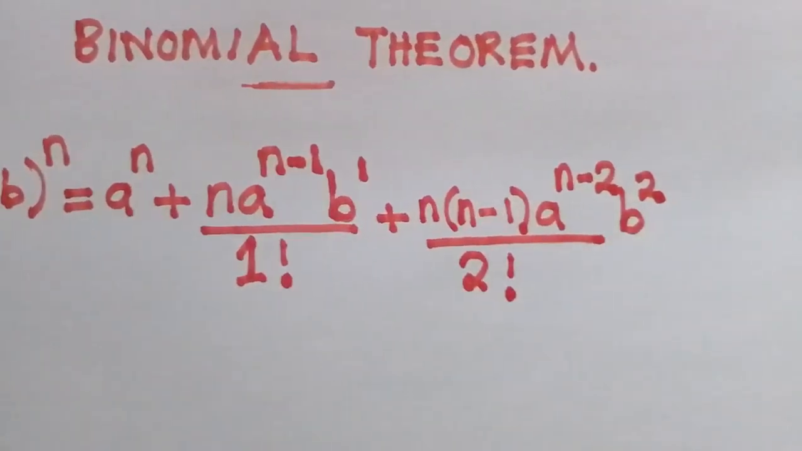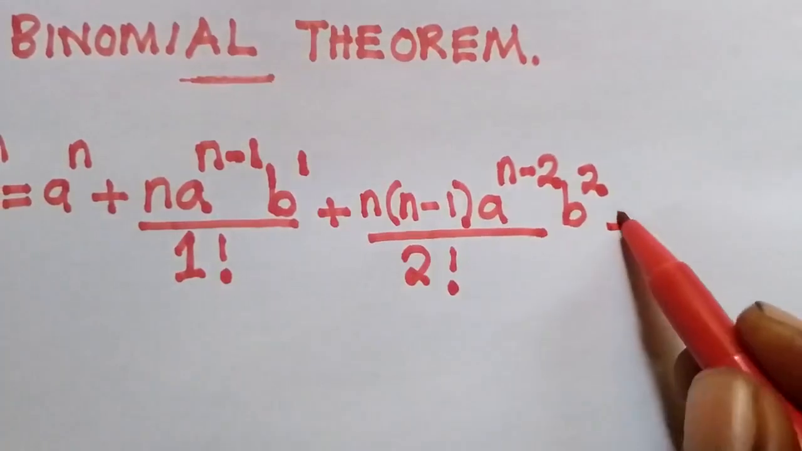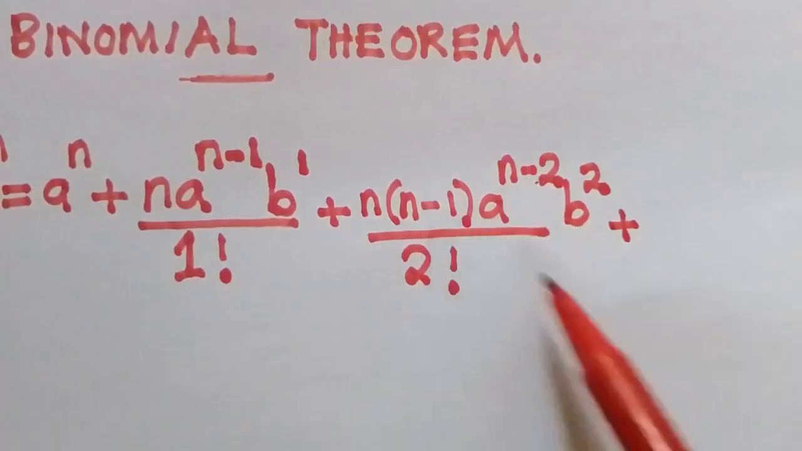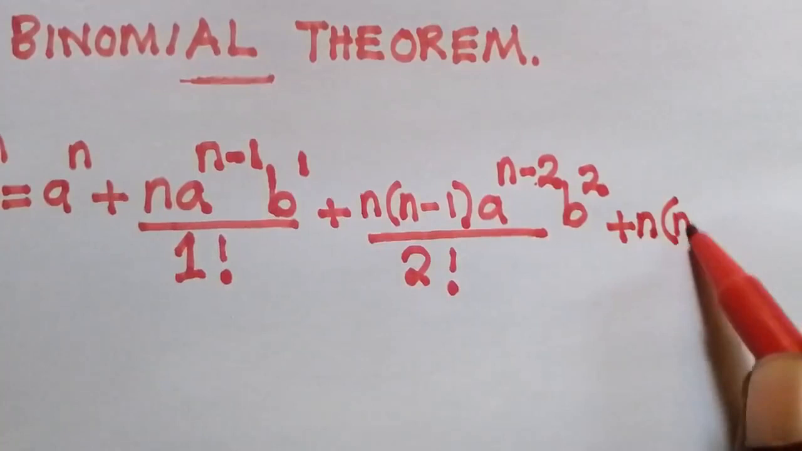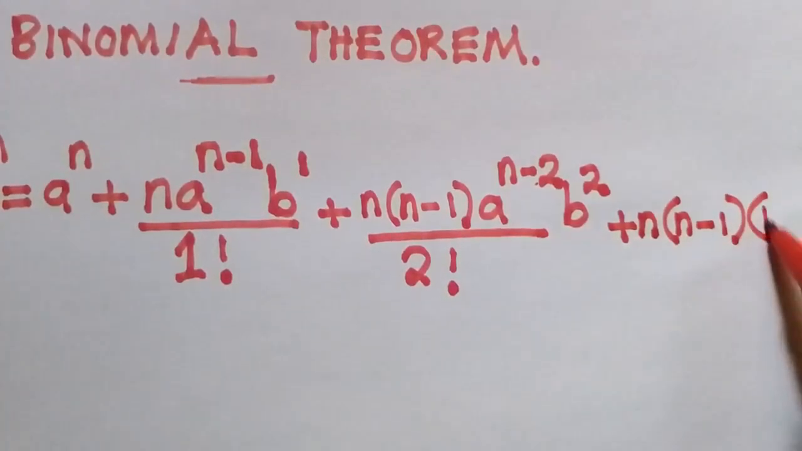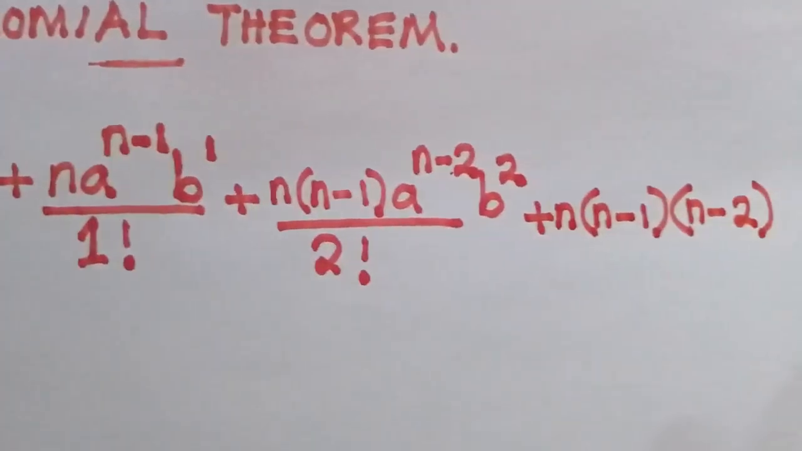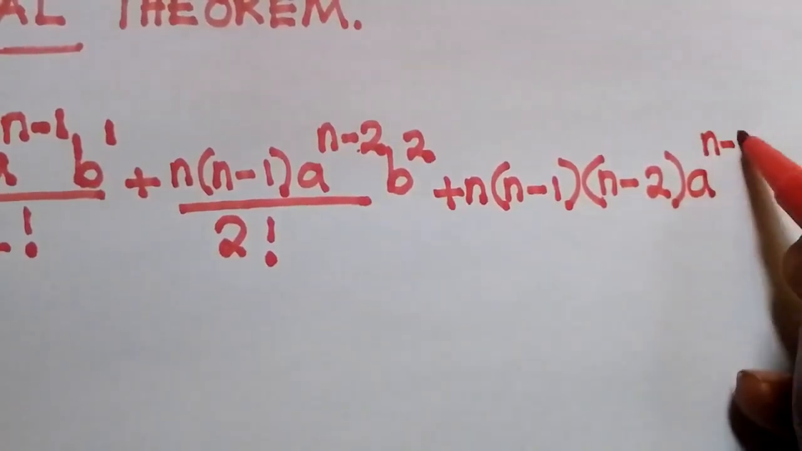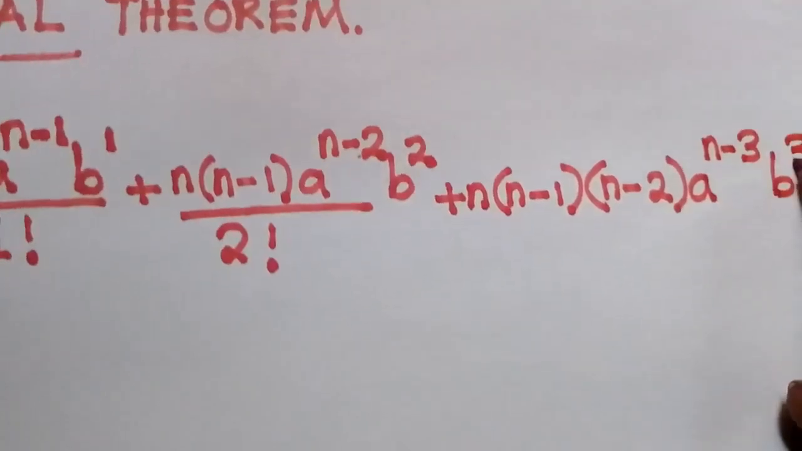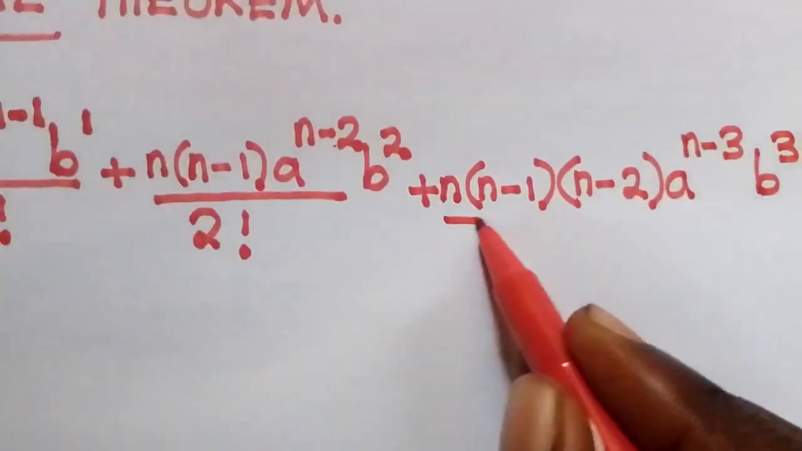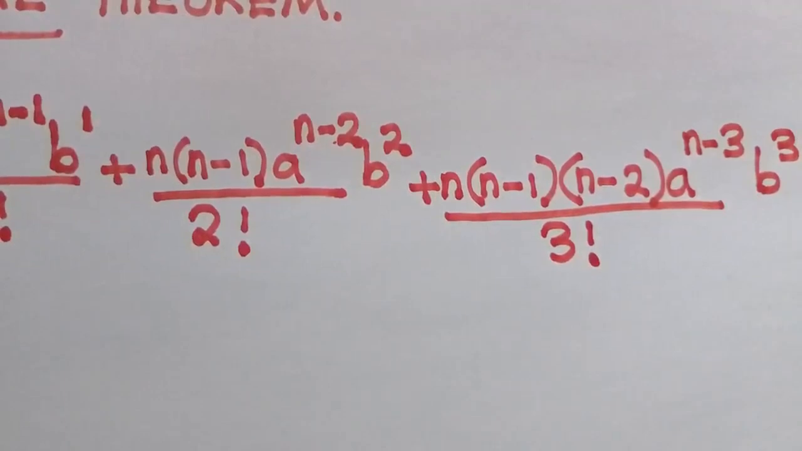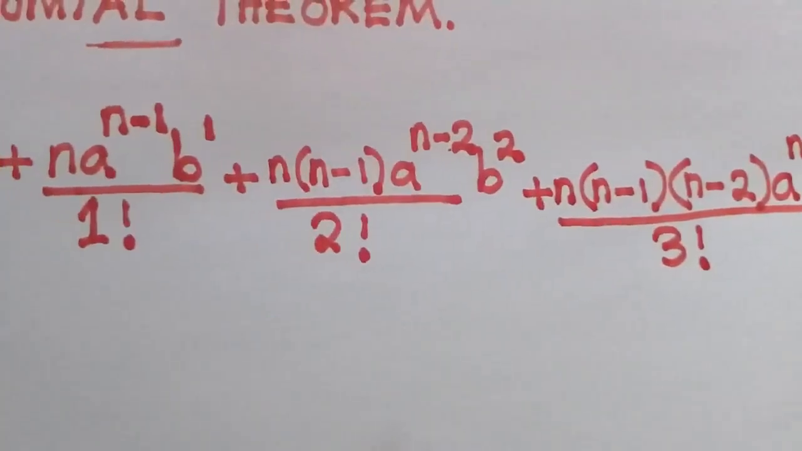If I continue expanding, let's go to the next one. This power n minus 2 comes down here, so I'm going to have n, then n minus 1, then n minus 2. I'll continue like that. Then a will be raised to the power n minus 3, then b to the power 3, over 3 factorial. So you will just keep going with this formula until you reach the power which you are given in the question. So let us look at an example.